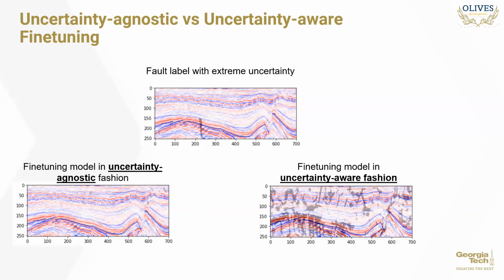So what this slide demonstrates is that by incorporating uncertainty into the training paradigm, one is able to have better predictions by the model, as opposed to if one were to ignore the uncertainty that is present in the labels.